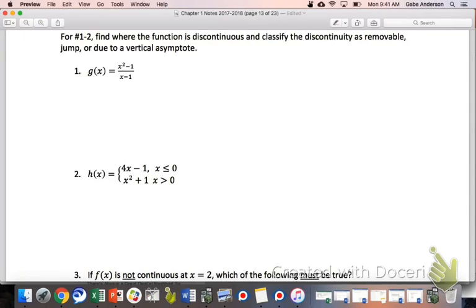Say, find where the function is discontinuous and classify the discontinuity as removable, a jump, or due to a vertical asymptote. Take a look there at number 1. Number 1 says g of x is equal to x squared minus 1 over x minus 1.